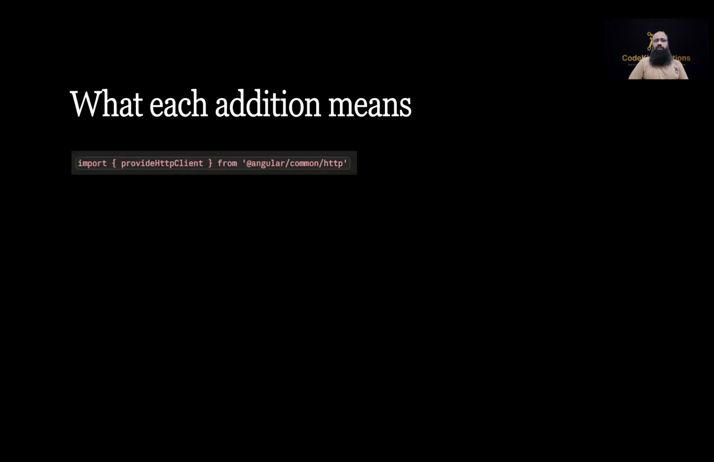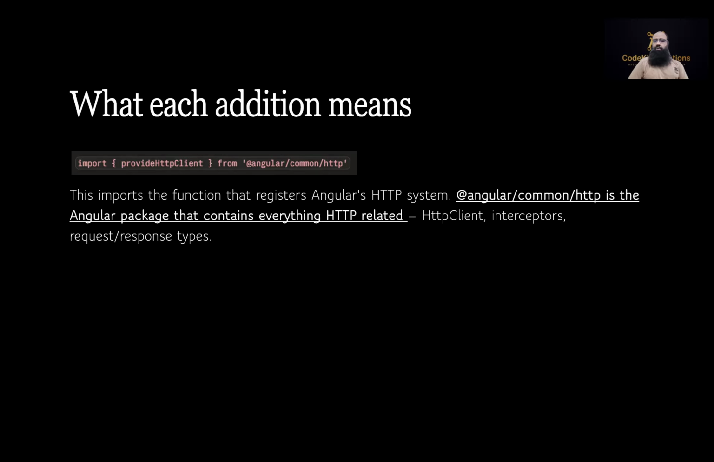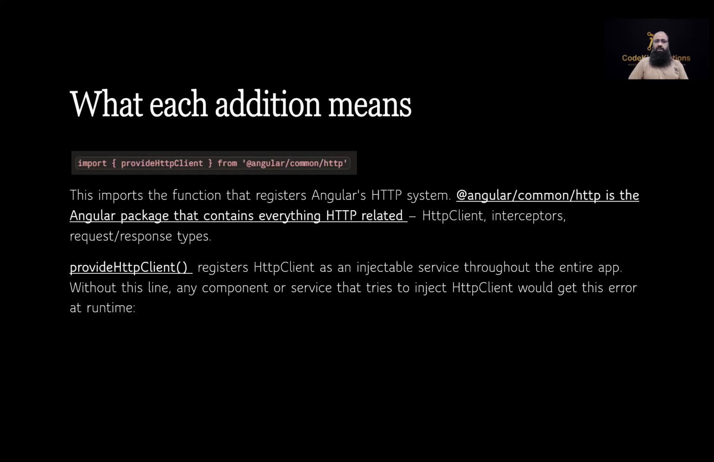On top, what we have added is provideHttpClient. Basically, this imports the function that registers the Angular HTTP system. This is the actual package where everything related to HTTP lives. HttpClient is there, interceptors are there, request and response types are there. Then comes provideHttpClient. Basically, what does it do? It registers the HttpClient as an injectable service throughout the entire app. So we can inject it anywhere in a class.